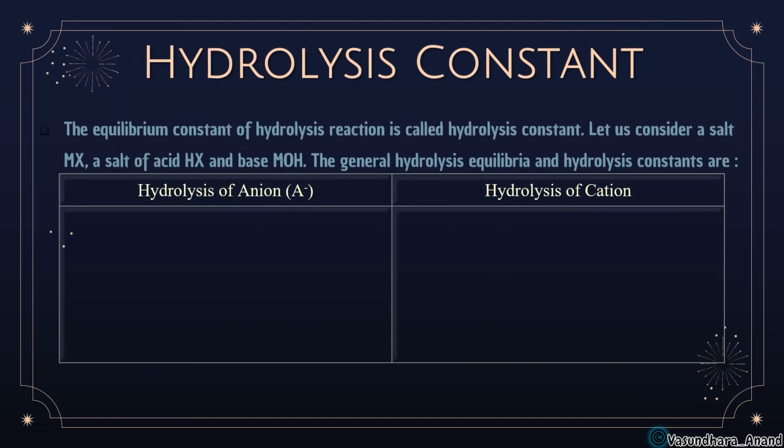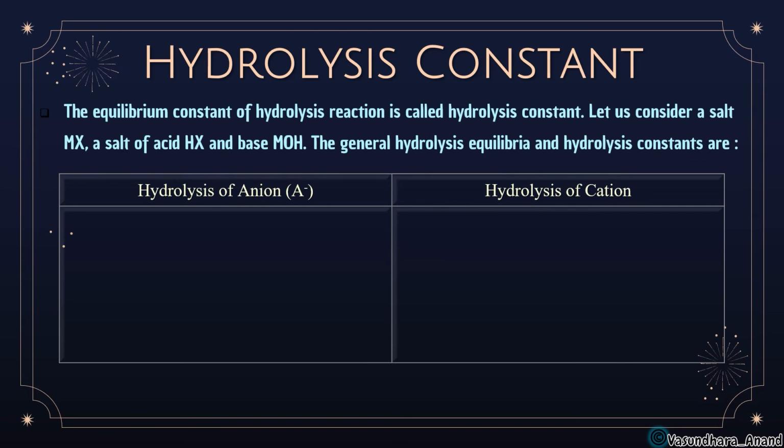Now hydrolysis constant. What is this hydrolysis constant? As we have done degree constant, equilibrium constant Kc in terms of concentration, in terms of pressure we have done Kp, and dissociation constant for acid we have done Ka, dissociation constant for base we have done Kb. Here we are going to understand hydrolysis constant, and that is going to be represented by Kh. Okay. So the equilibrium constant of hydrolysis reaction is called hydrolysis constant.